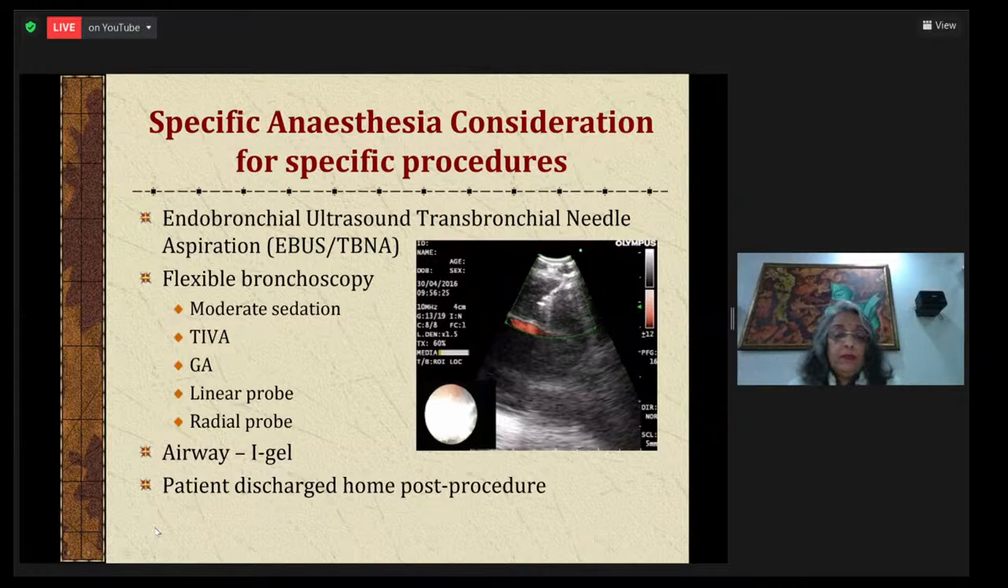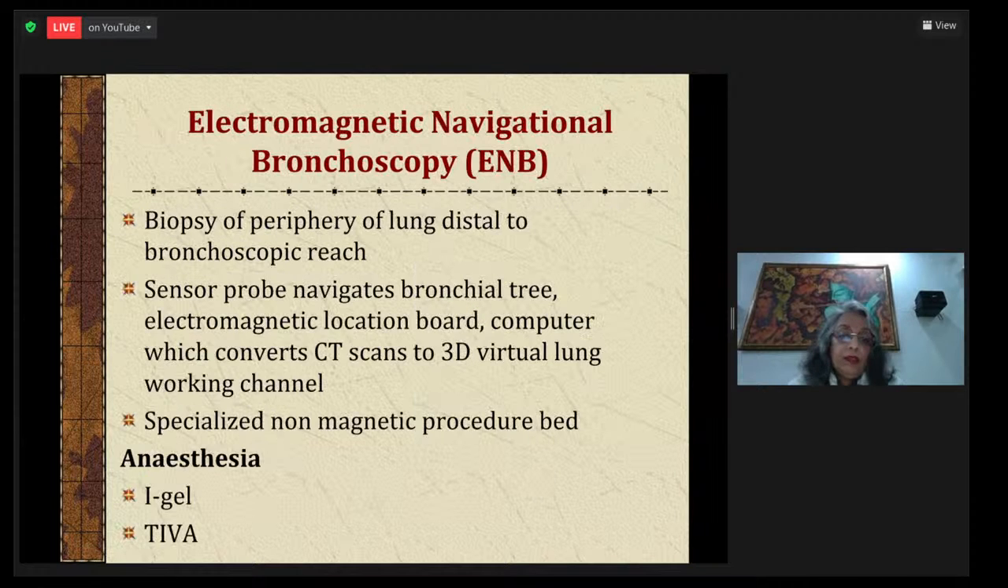Electromagnetic navigational bronchoscopy is the biopsy of the periphery of the lung distal to the bronchoscopic reach. In this, the sensor probe navigates the bronchial tree, and a computer converts the CT scans into a 3D diagram of the bronchial tree. The airway of choice is an iGel, and the anesthesia of choice is total intravenous anesthesia.